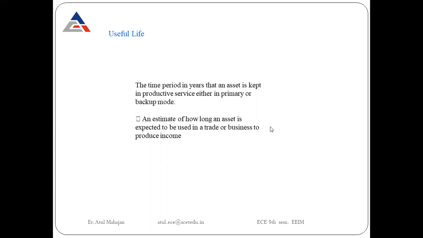An estimate of how long an asset is expected to be used, for how long an asset is expected to be used in a trade or business to produce income. That is your useful life. That is an estimate that for this long period it is expected to be in trade or business, or to produce income. That is my useful life. This is the most expected period.